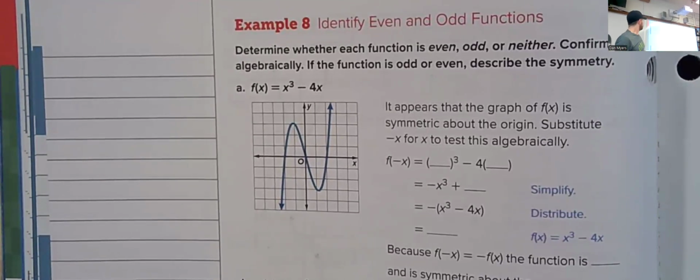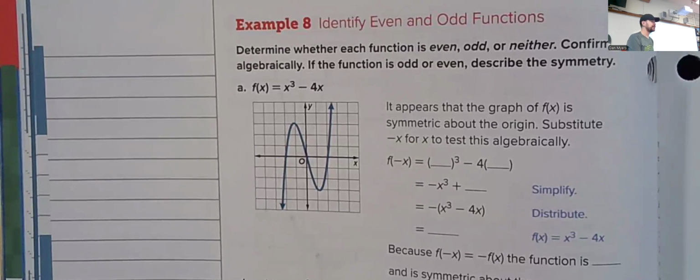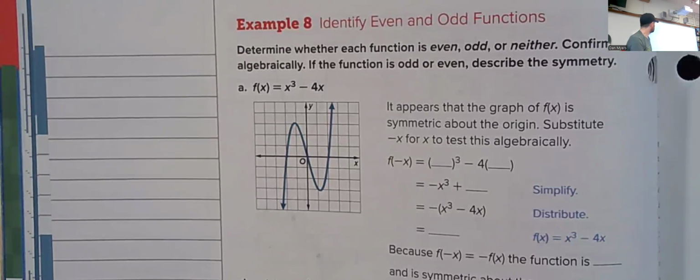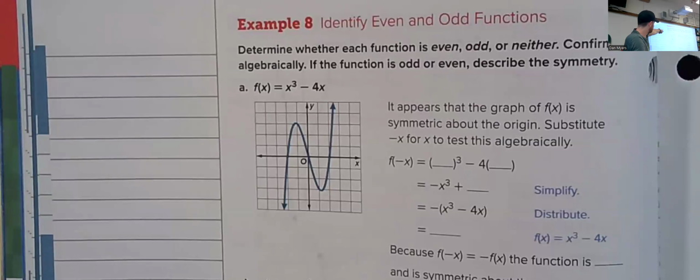So this one, looking at it, it appears that there is symmetry around the origin. Rotational or line? Would it rotate to look the same, or would it reflect to look the same? Rotate. So chances are we're going to say this is odd. I guess we can assume right now that this is an odd function because it looks like it has point symmetry in the middle of the graph. To prove that, we are going to use the function f of x equals x cubed minus 4x, because that's what the graph is.